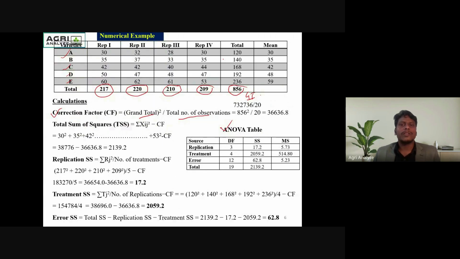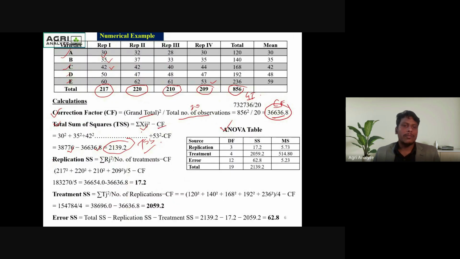Here the total number of observations is 20, and the grand total is 856. So 856 squared divided by 20 gives the correction factor value, 36636.8. Next we come to the TSS, the total sum of squares. It is the sum of the squares of the observations minus the correction factor. Here the sum of squares is 30 squared, 35 squared, 42 squared, till 53 squared, and then minus the correction factor. This is the value of the total sum of squares.